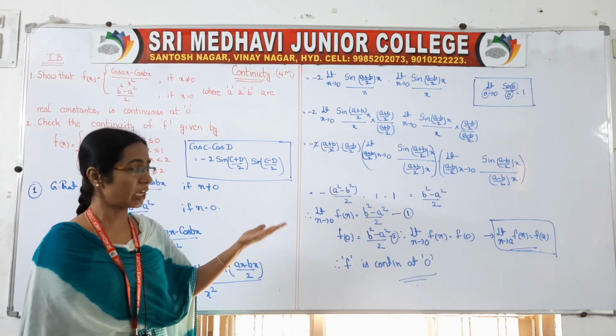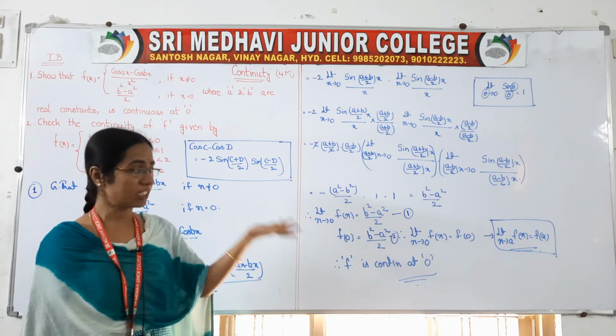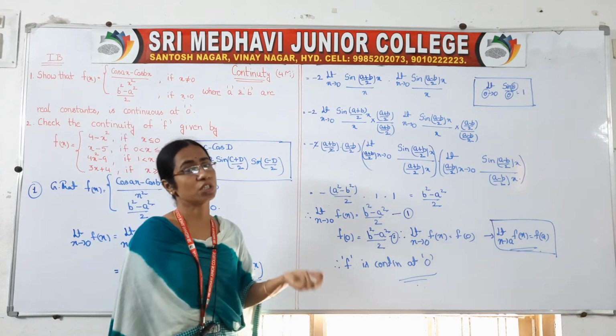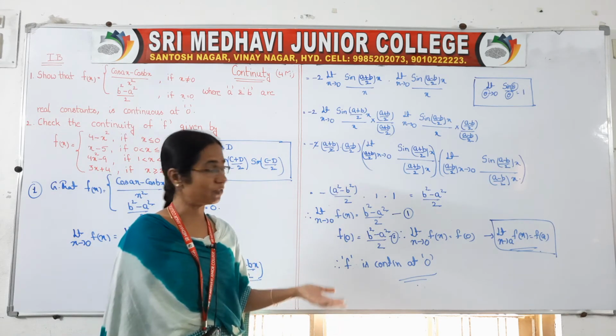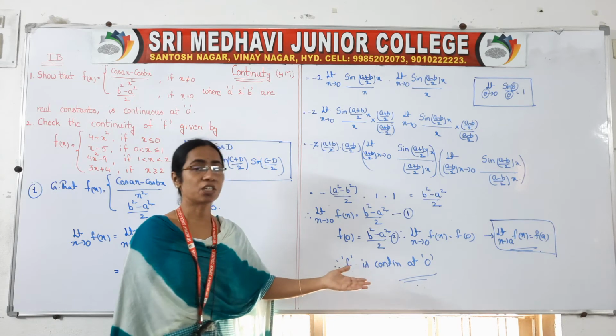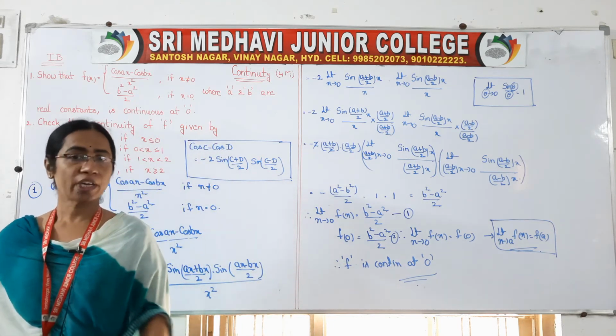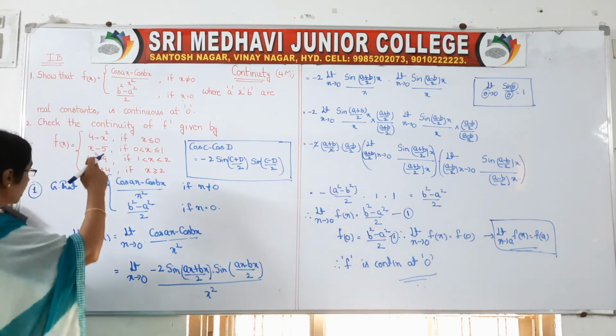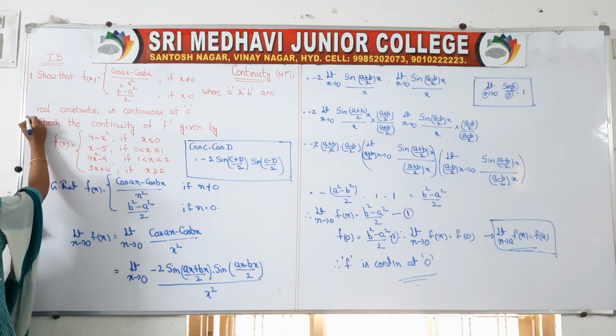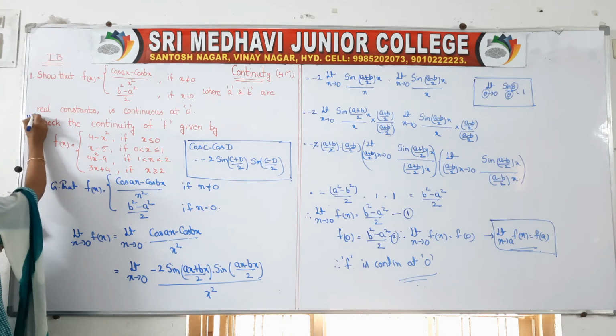Limit x tends to a, f of x is equal to f of a, that is the condition for any function to be a continuous function. Therefore, your f is continuous at 0. Okay. So, now come to the second question. So, here you take this one as homework.